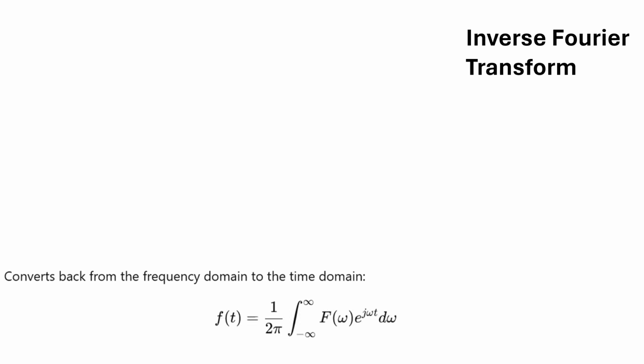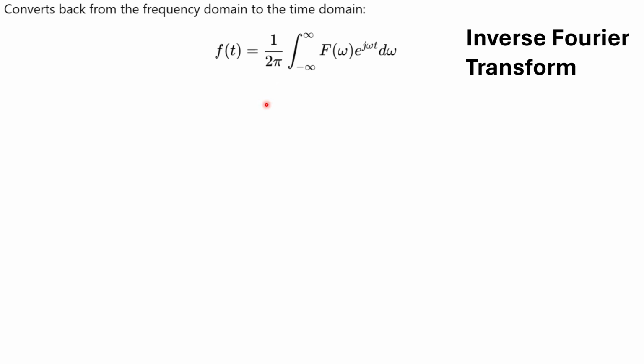Now, inverse Fourier transform. What is this inverse Fourier transform? The main objective is to convert back from the frequency domain to the time domain. So this is your F of omega in the frequency domain, and this is f of t in the time domain. So how will we convert back this F of omega into f of t?